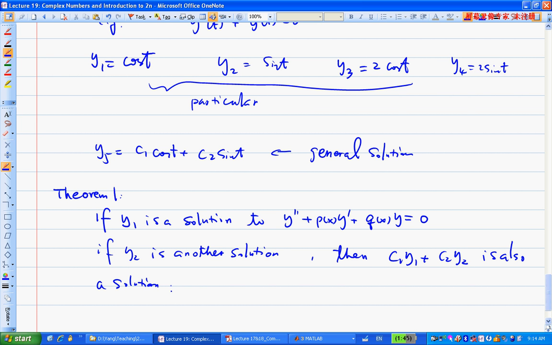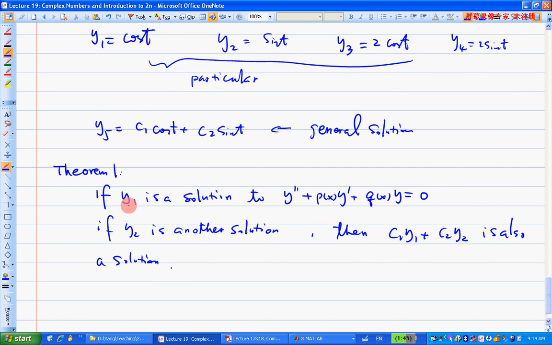How do we prove that? I'm going to skip the proof here. Basically, y1 is a solution, meaning if you plug y1 in, it satisfies this equation, right? y2 is a solution, you plug that in, y2 satisfies it. Then we can combine these two equations together and find out that this is another solution. So I'm going to skip this one here. But you need to remember this simple fact.